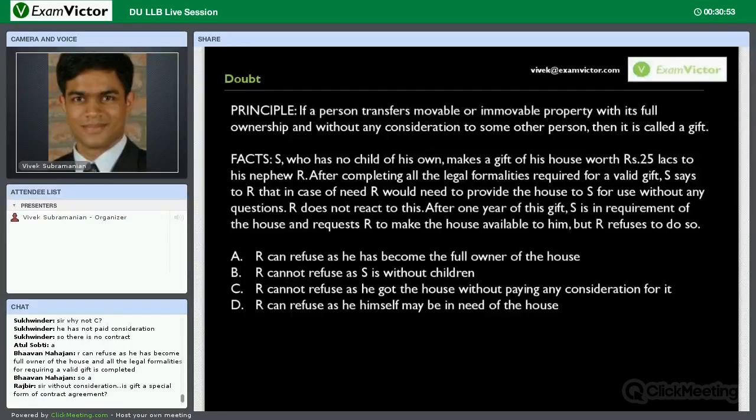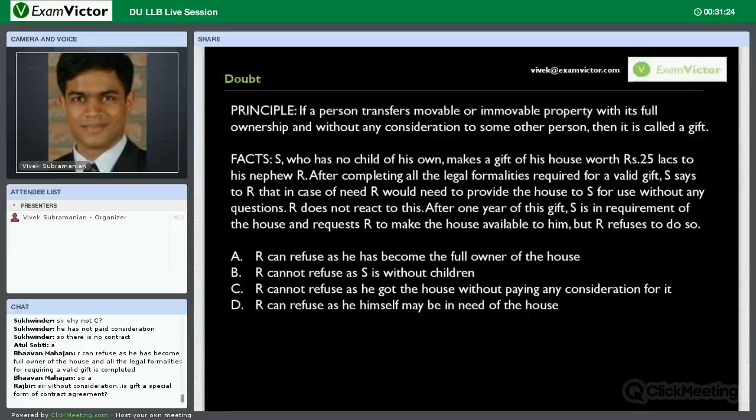So since it is a gift and all gifts are without consideration, one of you is saying that since it is without consideration, I should be allowed to occupy it. All gifts are without consideration, and since full rights have been transferred to R, it is within his rights not to allow S any occupancy of this house. Whether he needs it or doesn't need it, that is immaterial.